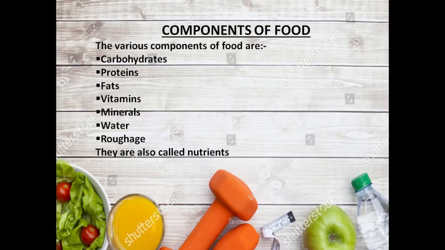So let's start with the components of food. Various components of food are carbohydrates, proteins, fats, vitamins, minerals, water, and roughage, which is also called dietary fibre. All these are also called nutrients. They are substances which give us energy.